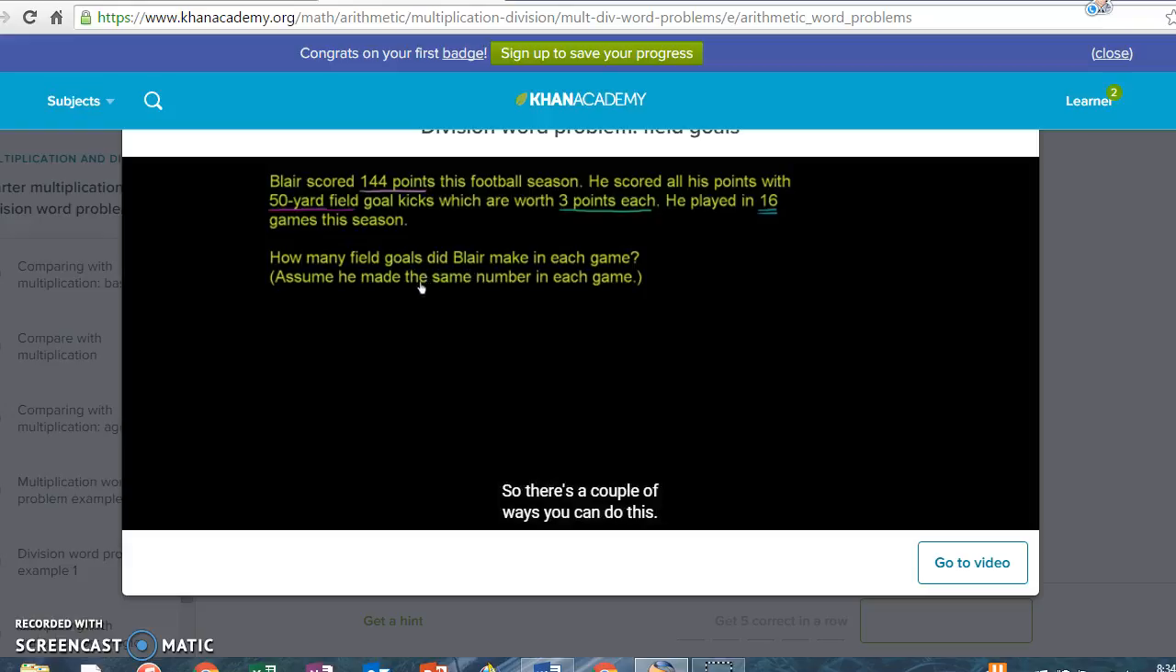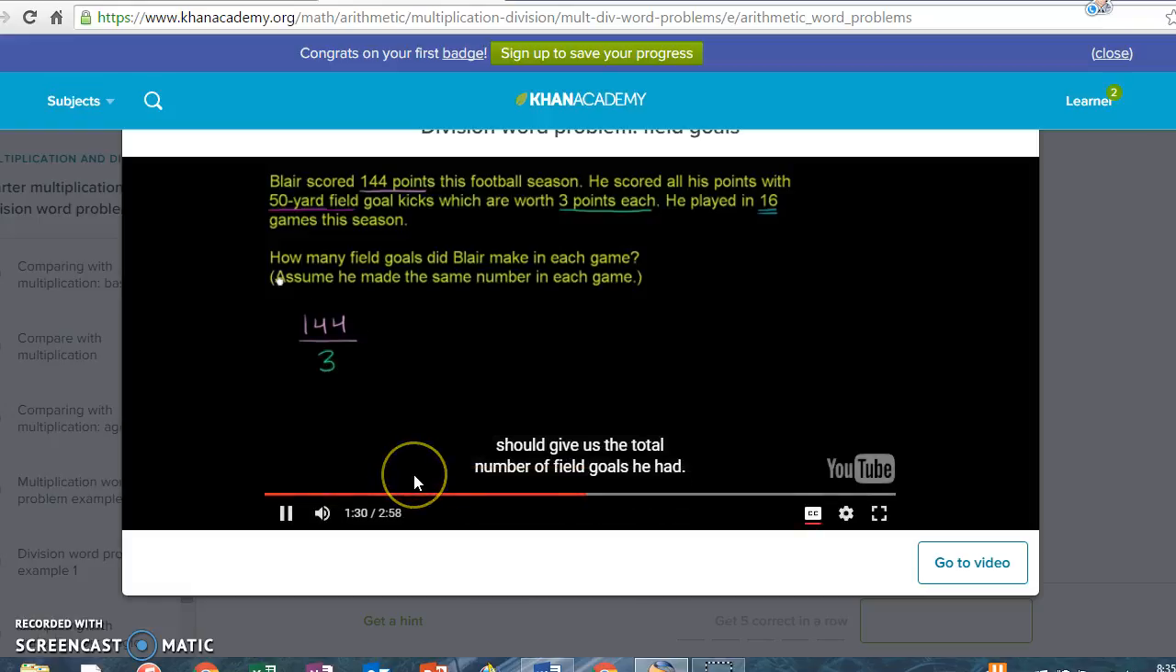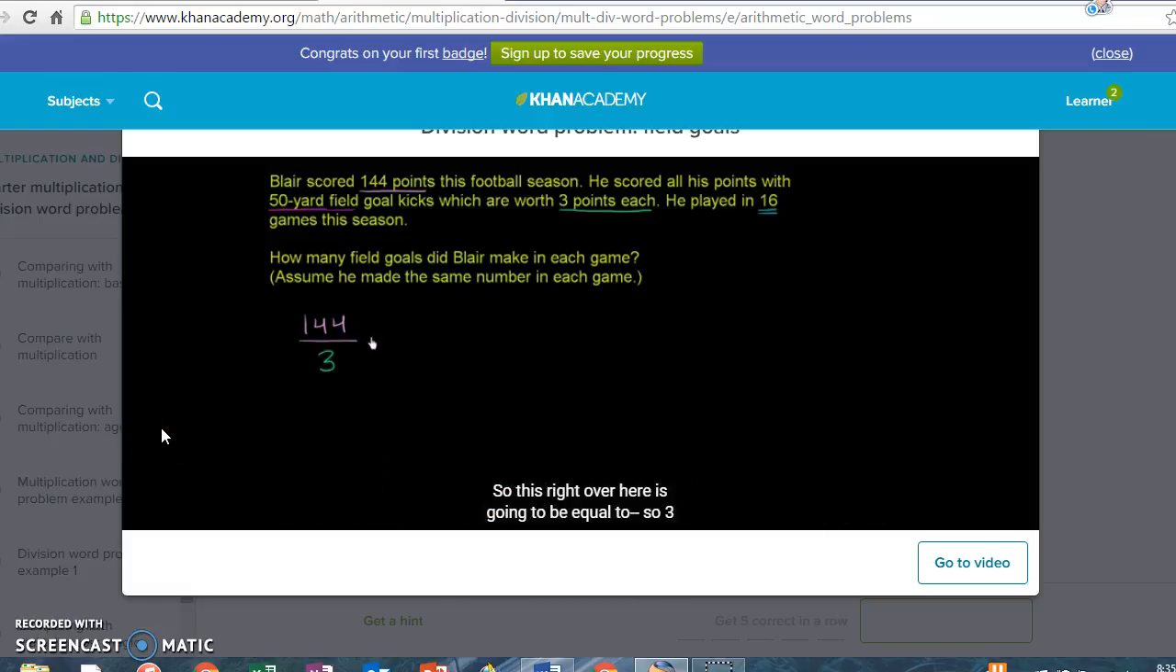So there's a couple of ways you could do this. We could first figure out, well, how many field goals did he make in the season? So he scored 144 points total. And if we divide that by 3, we divide that by the fact that a field goal gets you 3 points per field goal. So the total number of points divided by the points per field goal should give us the total number of field goals he had. So this right over here is going to be equal to, so 3 goes into 144.